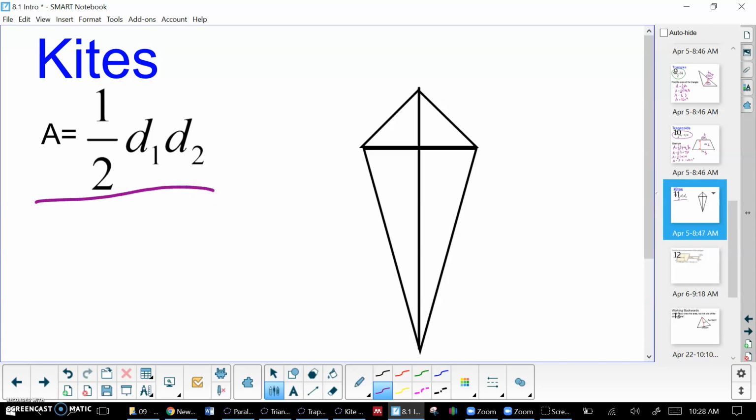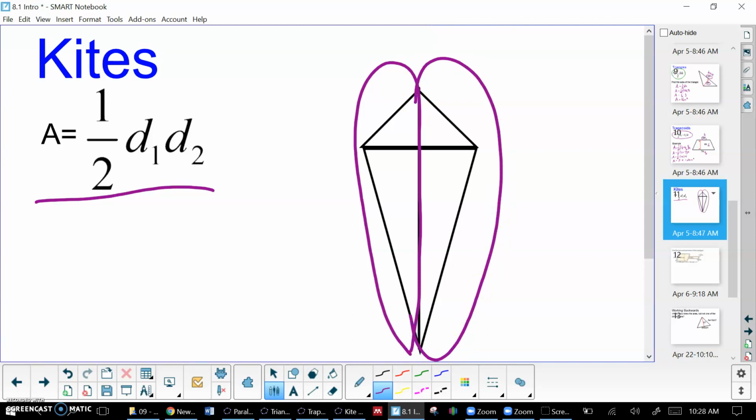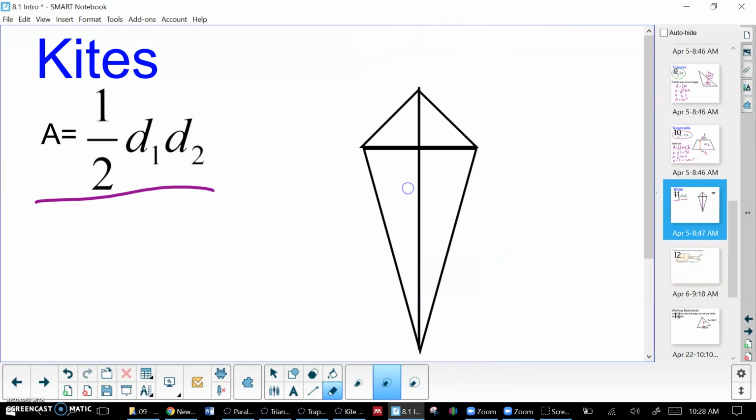One thing to know here is there's absolutely no reason why you can't just treat this like two separate triangles. If you look on this side here, you've got one triangle. If you look at the other side there, you've got another triangle. They're actually the same. And so if you found the area of one triangle, then the area of the other triangle, and added them up or multiplied by 2, you'd be in good shape too if you forgot that formula or couldn't find it for some reason.